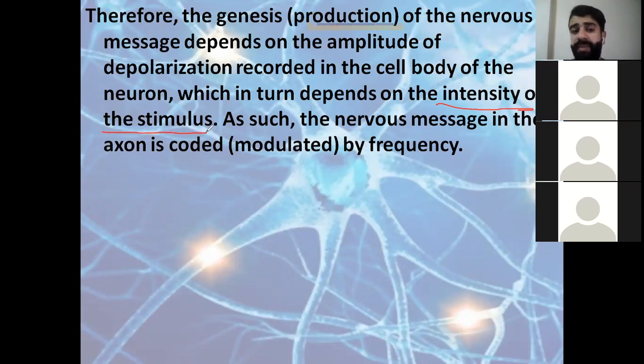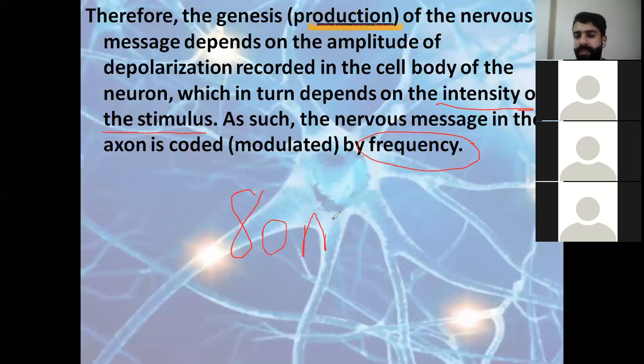So here, the nervous message on the axon is coded by the frequency. Why? Because in the axon, all of them have the same amplitude of 80 millivolts. So all of them have the same action potential amplitude, but the difference is in the frequency. In the first experiment, it's repeated about 3 to 4 times. The second is repeated 12 to 13 times. And the third, when we increase the intensity, increases to above 30 and 40 times. So always the nervous message is coded and modulated by the frequency and not by the amplitude.